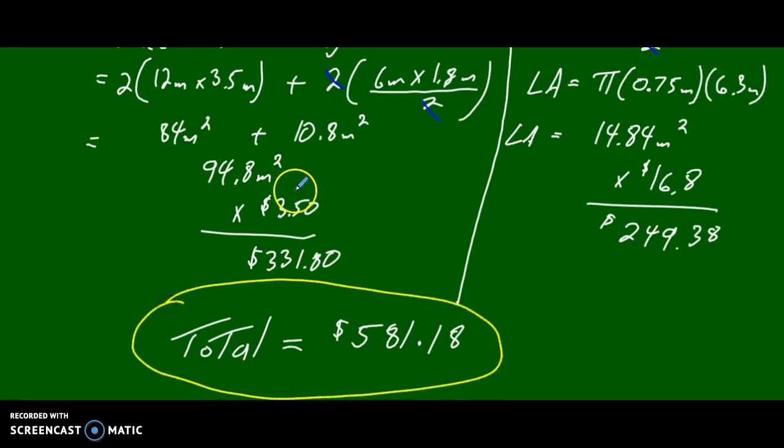You might want to round this off to 95 because you can't buy 0.8 meters squared of paint, or that would be acceptable. If you round this off to 95 and you get a slightly different answer, that would be okay.